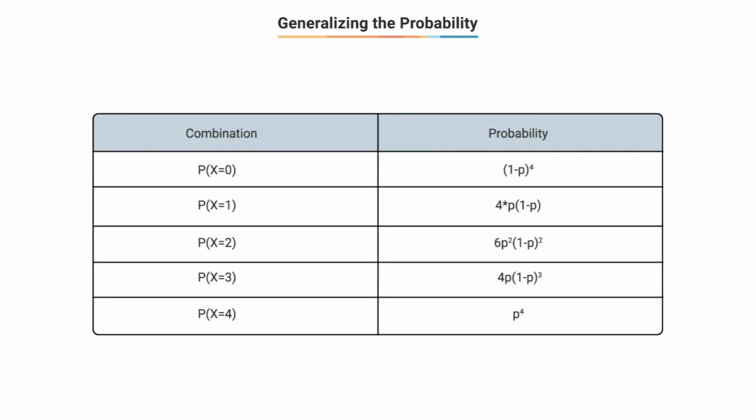Probability of taking the value 1 for our random variable is 4 into p into 1 minus p to the power 3. Again, this is because there are 4 combinations where we can have 1 red ball and 3 blue balls. The probability of x equal to 2 is 6 p to the power 2 into 1 minus p to the power 2. For x equal to 3, we had seen this earlier as 4p to the power 3 into 1 minus p. Again, for x equal to 4, it is just p to the power 4.